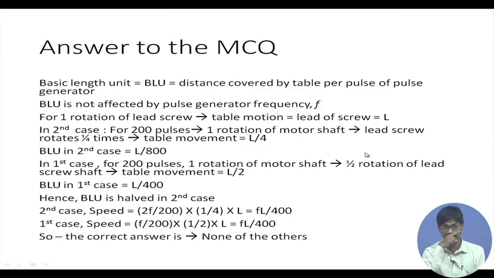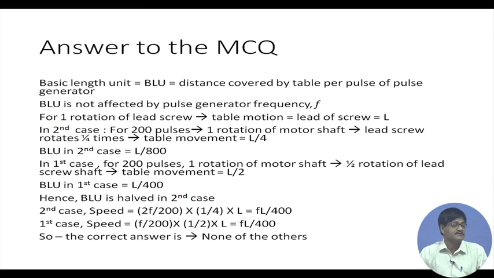Let us see. First of all, the basic length unit, which is the distance covered by the table per pulse of the pulse generator, is not affected by pulse generator frequency. Why? Because whether the pulse generator frequency is fast or slow, the distance moved per pulse by the table will always be the same. With this in mind, for one rotation of the lead screw, the table motion will be equal to the lead of the screw, say L.